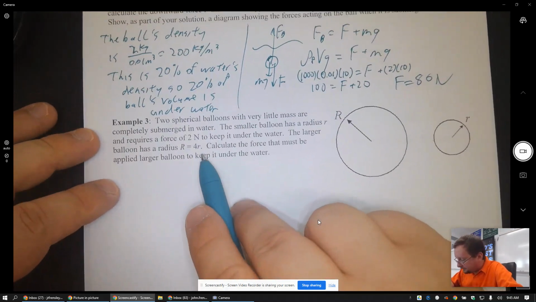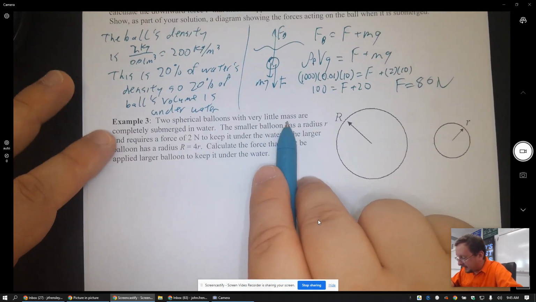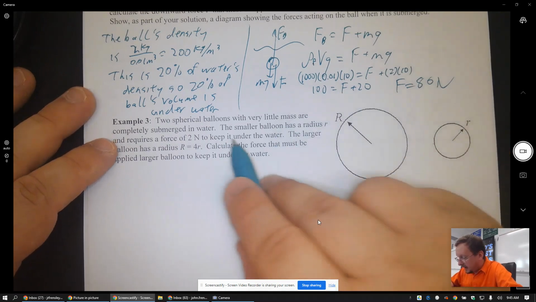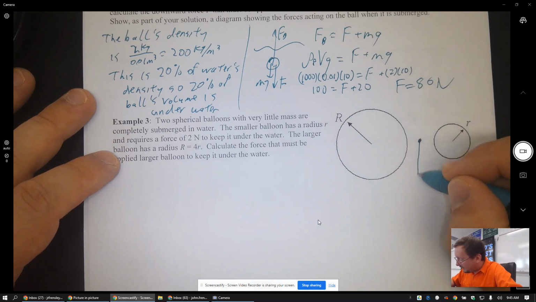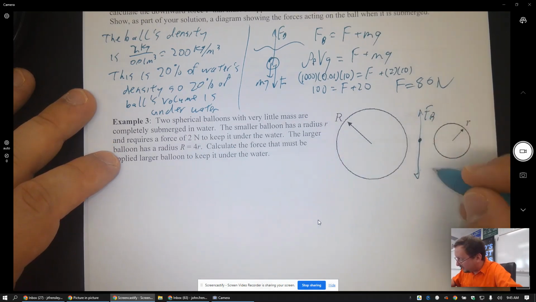Okay. The smaller balloons have very little mass. So really, if it takes 2 newtons to hold another one, then with very little mass, they basically have the force of buoyancy and the force holding them down, right?